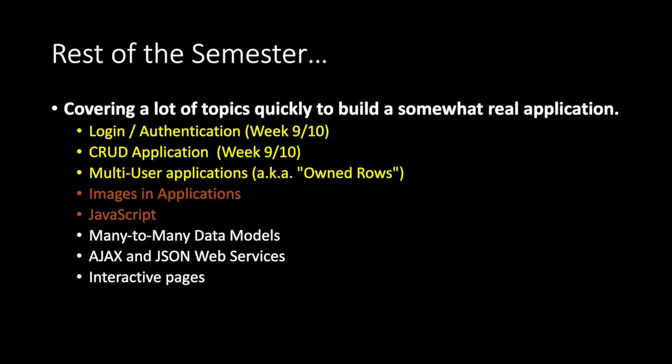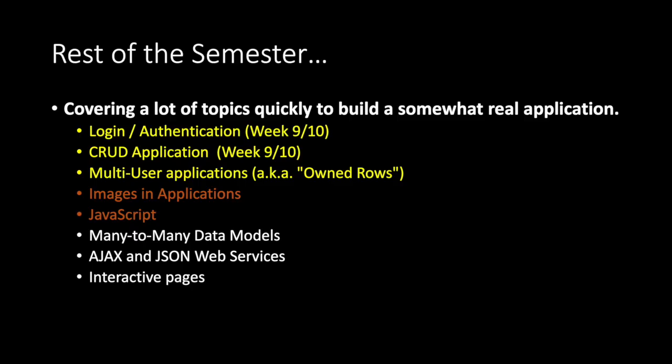And you sort of see that we're in the middle of the rest of the semester, right? So we learned how to do login and multi-user applications, and now we're going to do images and applications, and then we're going to do JavaScript. And you'll notice in some of the assignments, it has this optional stuff like social login and favicon. Those are optional, but eventually I'm going to want you to actually do those in your assignments. We still have many-to-many data models and AJAX and JSON web services to do.